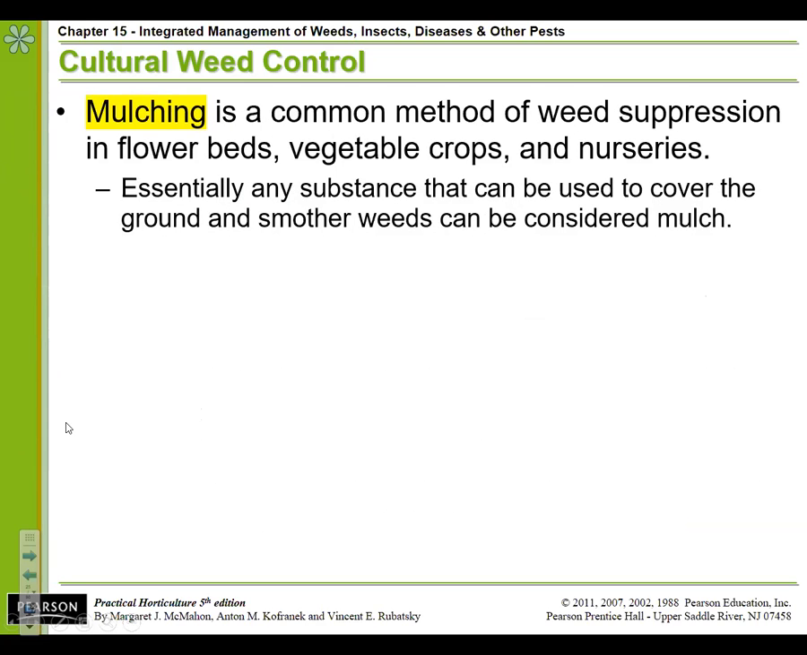Mulching is another common method of weed suppression in all kinds of different crops. And on the mulching front, you really want to be careful of what type of mulch you're using. Some mulches can increase temperature in soil. That can be a good thing or a bad thing.